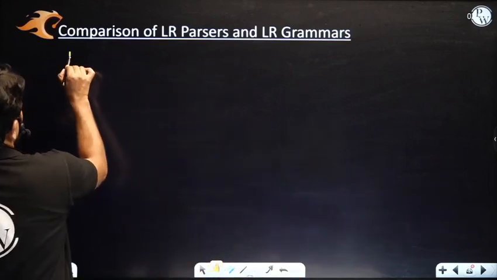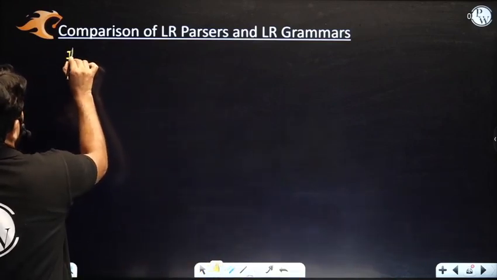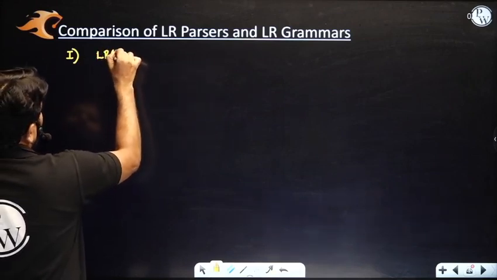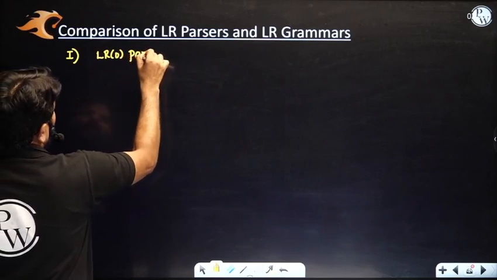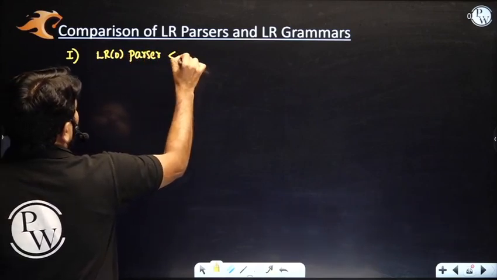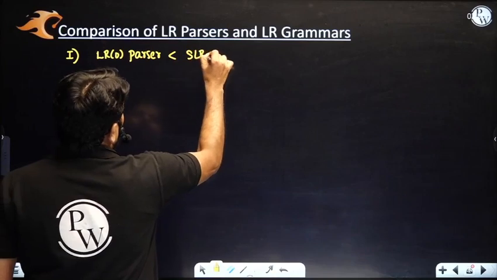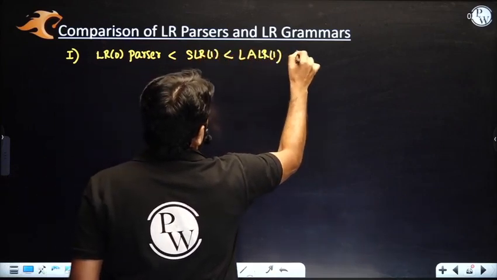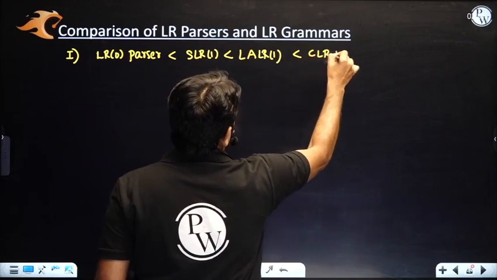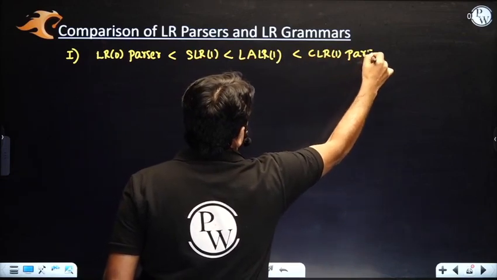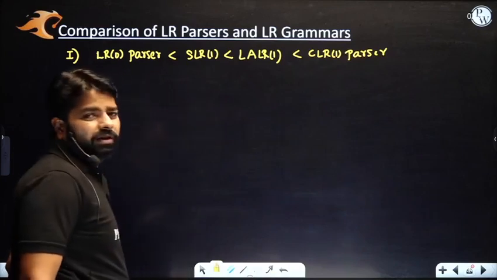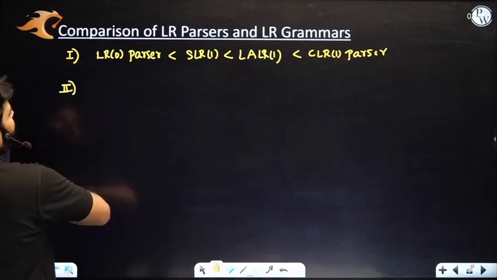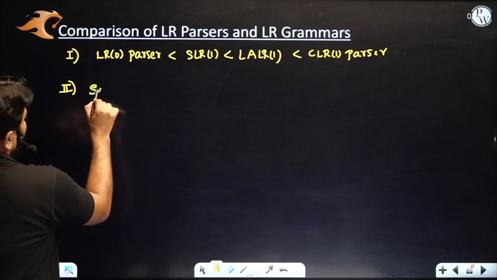First point: when you check the parsers, the LR0 parser is less powerful than the SLR1 parser, less powerful than the LALR1 parser, and less powerful than the CLR1 parser. Okay, who is more powerful here? CLR1.